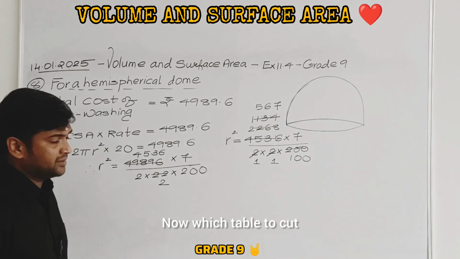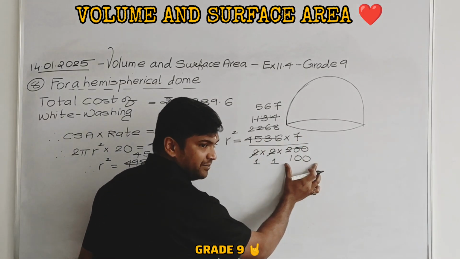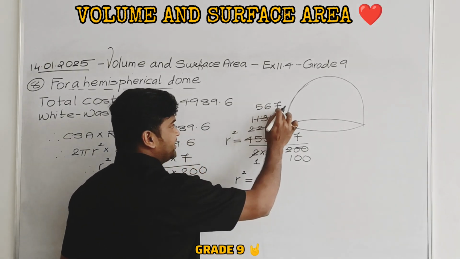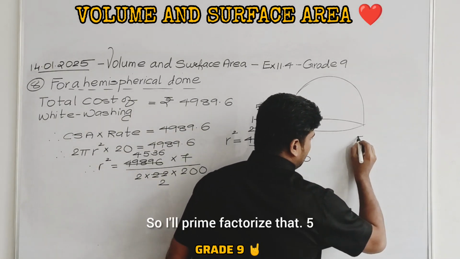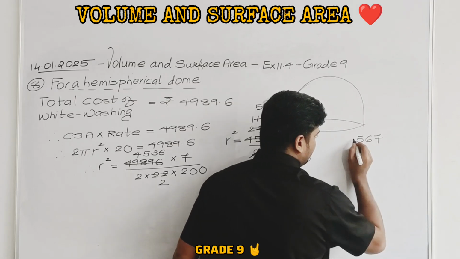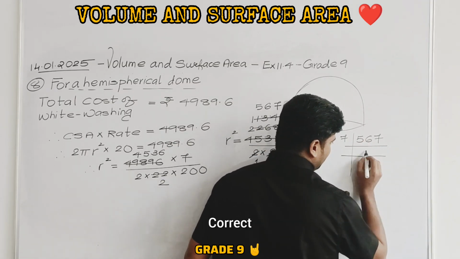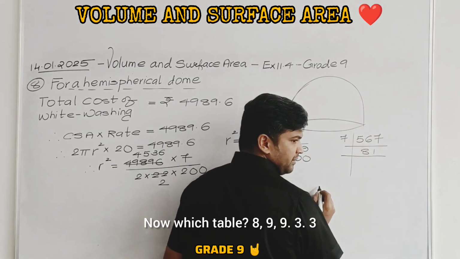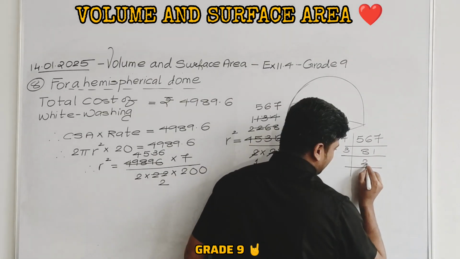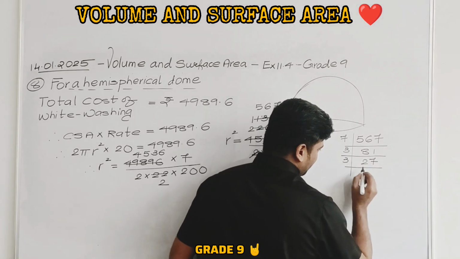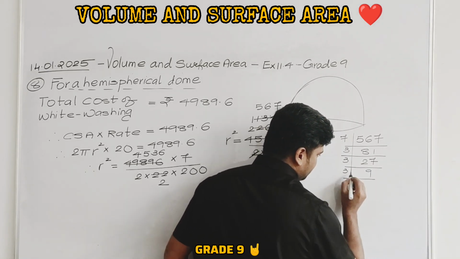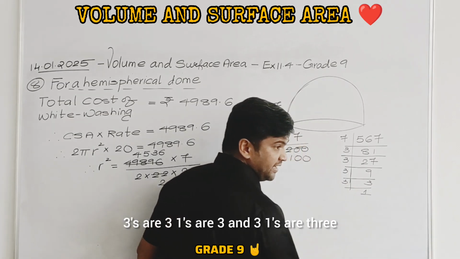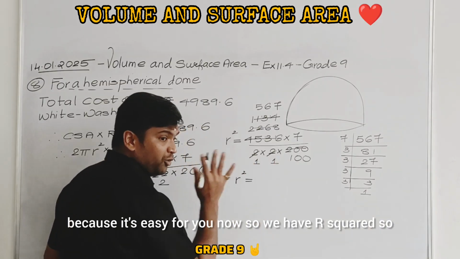Now which table to cut? Not possible because नीचे 100 है. So I'll teach you something good. 567 है ना? Look here. So I'll prime factorize that. Okay. 567. Which table does it go to? 7. Correct. 7 8s are 56. And then 7 1s are 7. Now which table? It is 9. 3 2s are 6. 3 9s are 27. 3 3s are 9. 3 3s are 9. 3 1s are 3. And 3 1s are 3. Why did I do this? Because it's easy for you now.